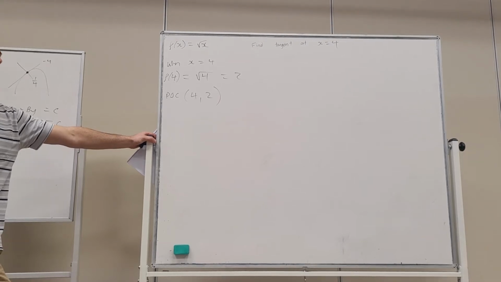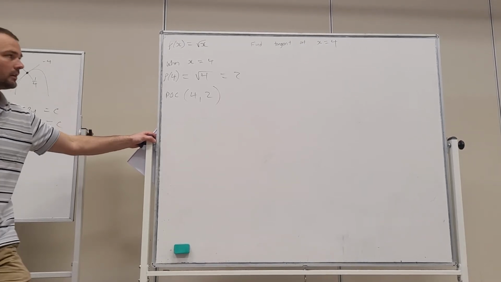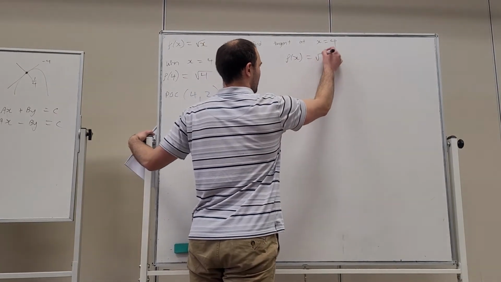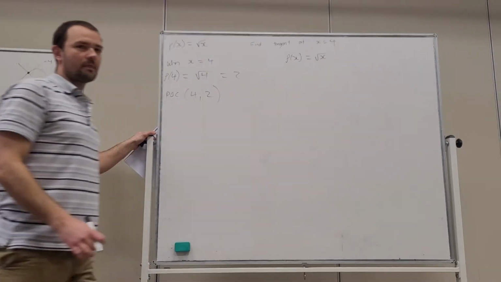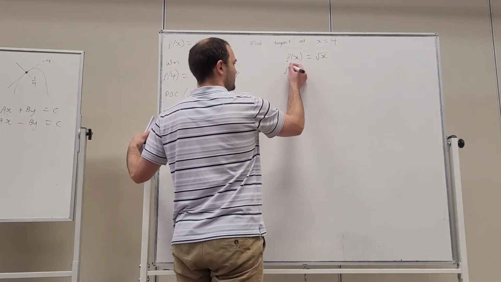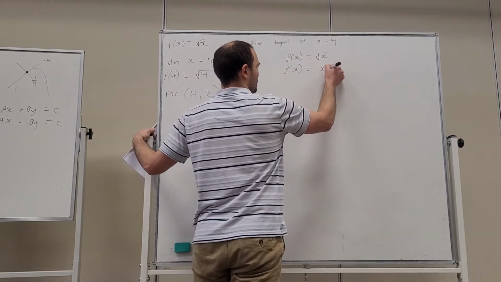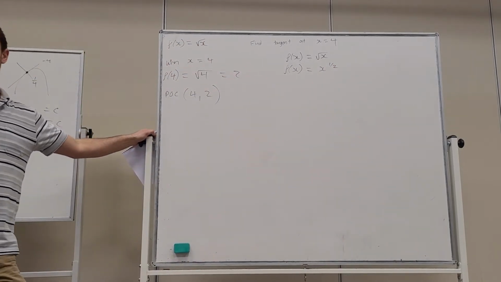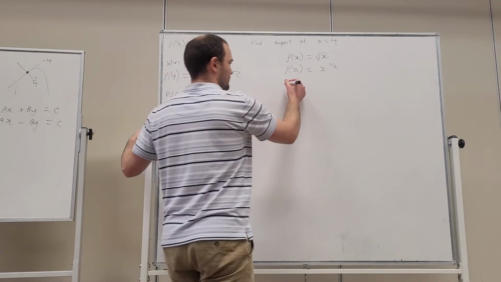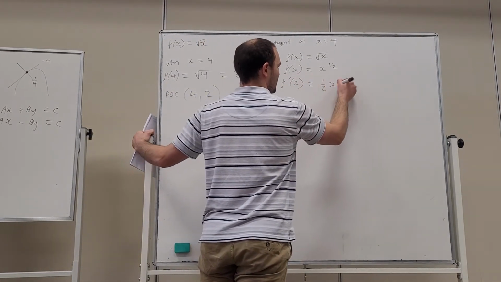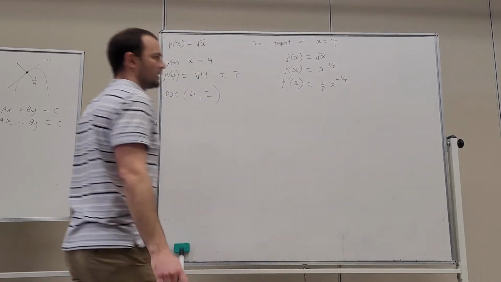Next, we need the slope. Okay? So if f of x is the square root of x, and we want to find the slope function, we should remember first we need to express it as a power. That's x to the half. And then we are ready to differentiate it. That's going to go to f dash of x is half x to the power of minus half.